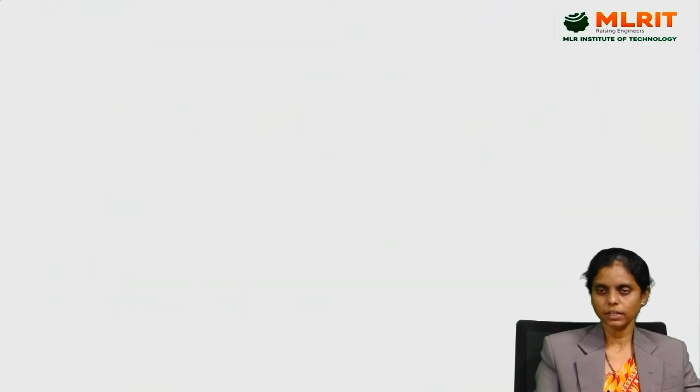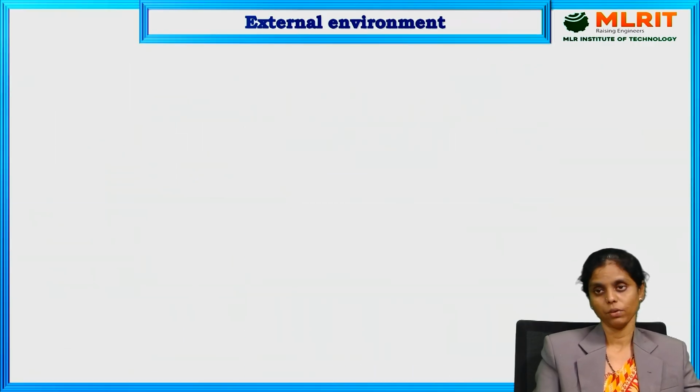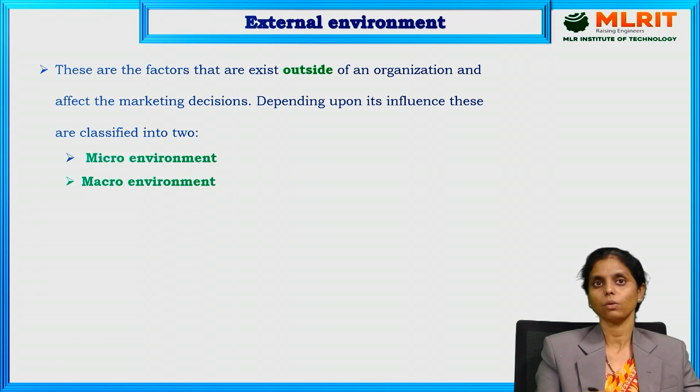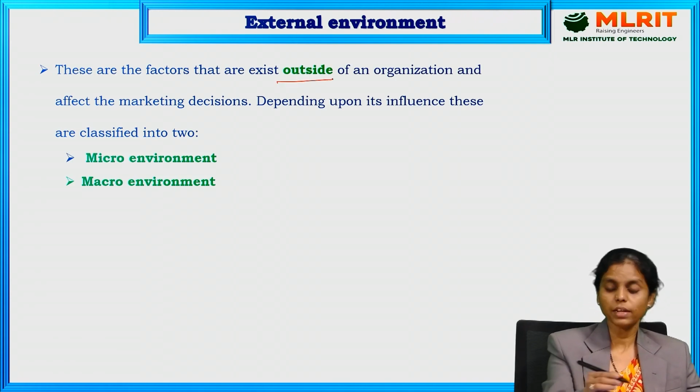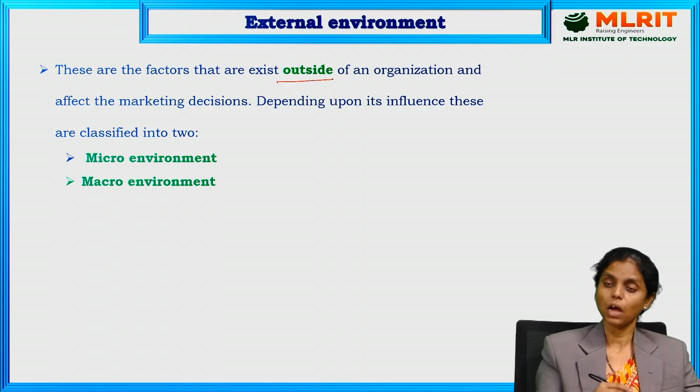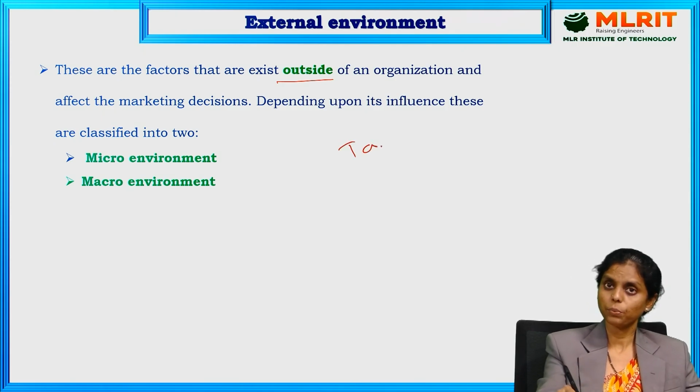Come to the next category, that is external environment. Now, what is an external environment? What will constitute an external environment? So these are the various factors outside of an organization, but they influence the decision. Best example, like taxation that we have, government policies that we have.